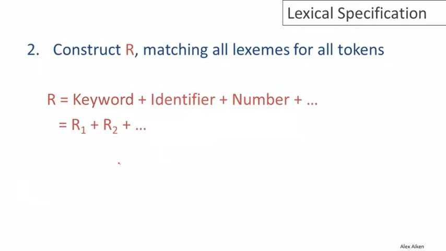Now, as the second step, we're going to construct a gigantic regular expression which just matches all the lexemes for all the tokens. And this is just the union of all the regular expressions that we wrote down on the previous slide. So we just take the union of all those regular expressions, and that forms the lexical specification of the language. We don't really care what these regular expressions are, but they're just some set R1, R2, and so on, and the whole thing we're going to call R.